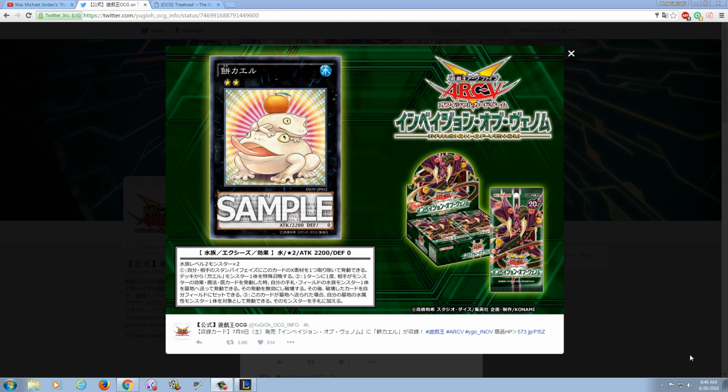What's up, YouTube? Capital G here, looking at a new card from Invasion of Venom called Treatoad. This is very unexpected because it is a rank 2 exceed that is frog support, which is really cool. But even better than that, the card is absolutely spectacular.